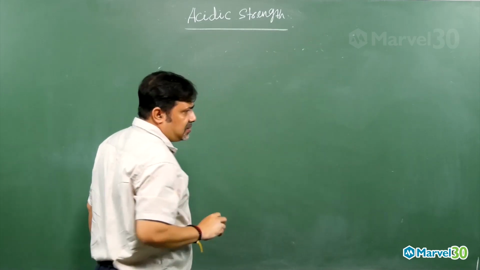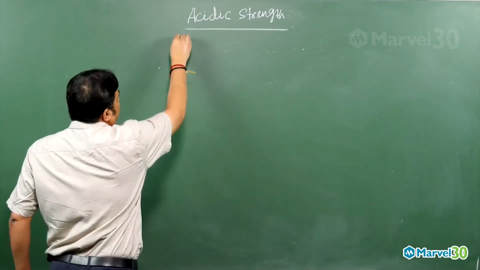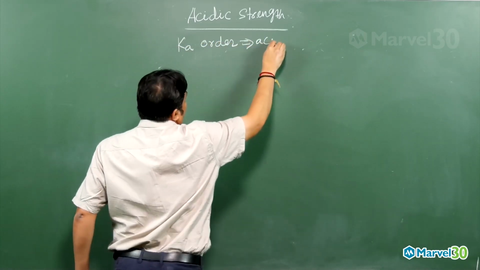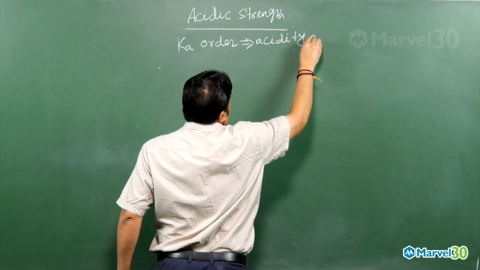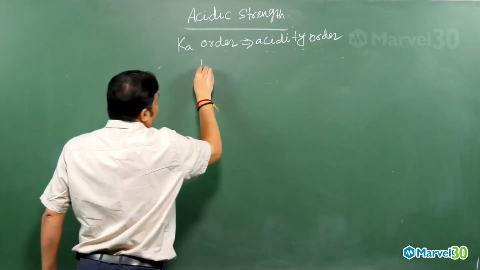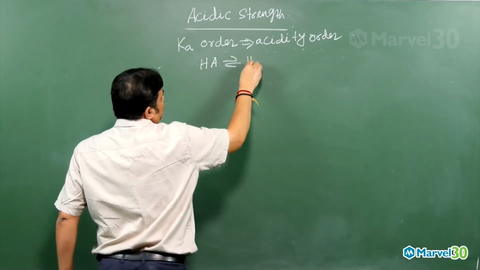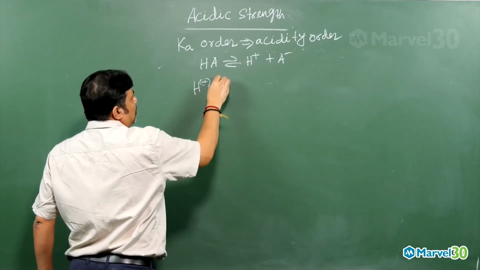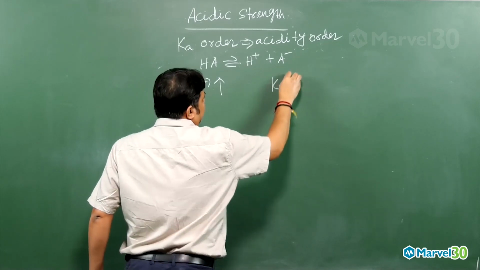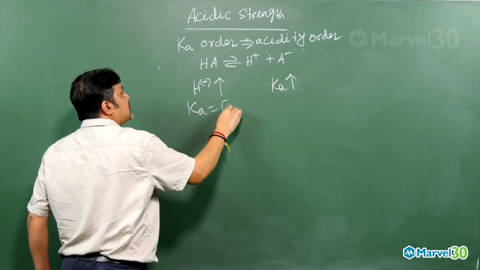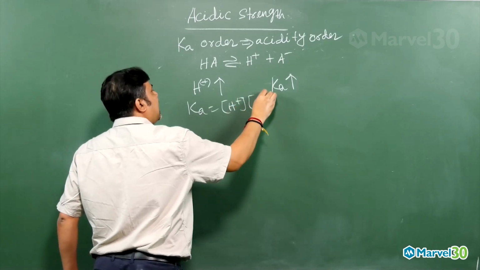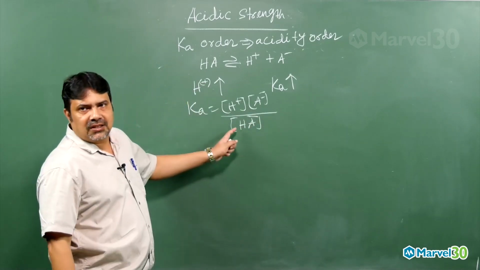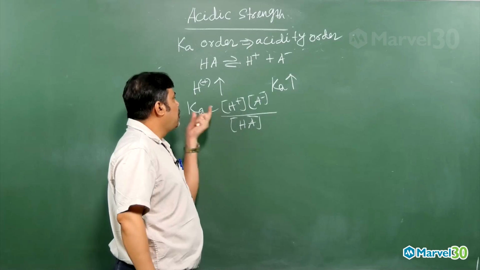They will ask the questions, what will be the acidic order? K order means acidity order, because in the equilibrium chapter we already know that if there is an acid HA, when it is ionized it gives H plus and A minus. If the H plus concentration is more, then K will be more. Why? Because the equilibrium constant K equals the active mass or molar concentrations of the products raised to the power of their stoichiometric coefficients, divided by those of the reactants. So H plus concentration more means K will be more.